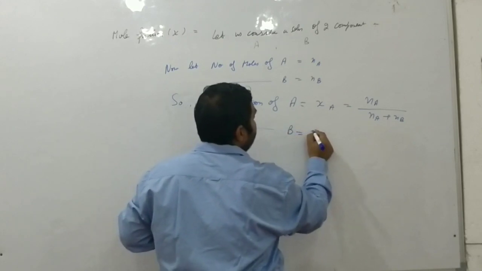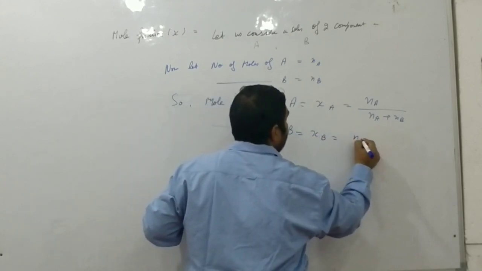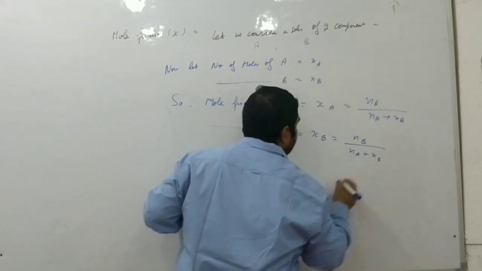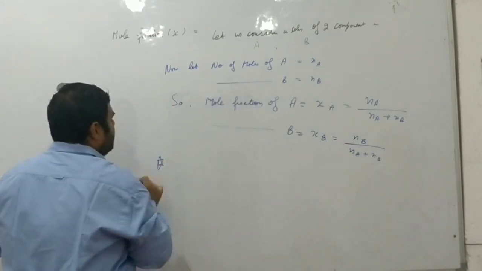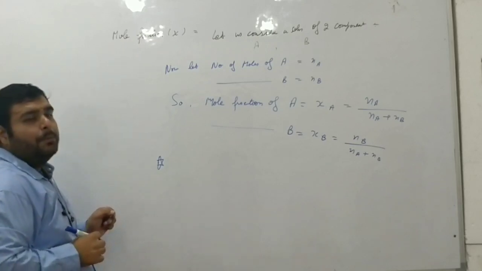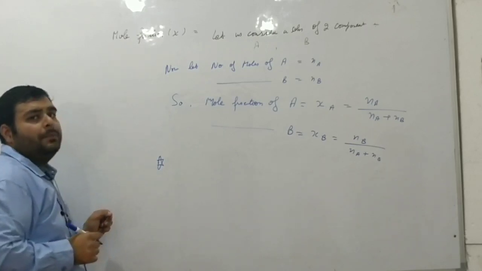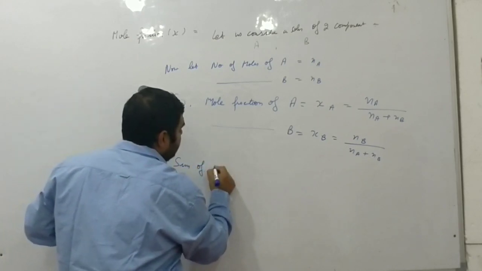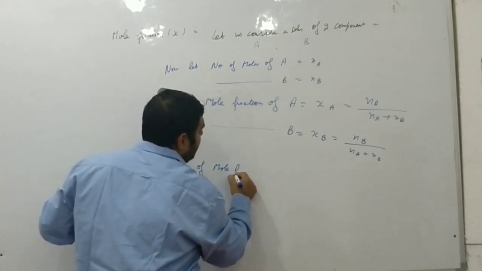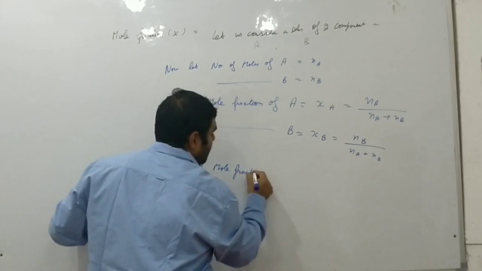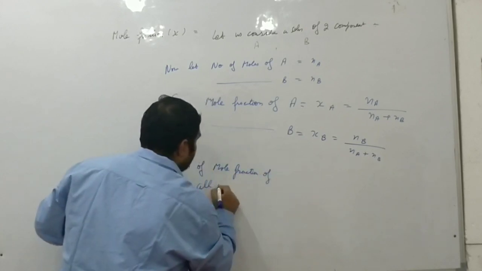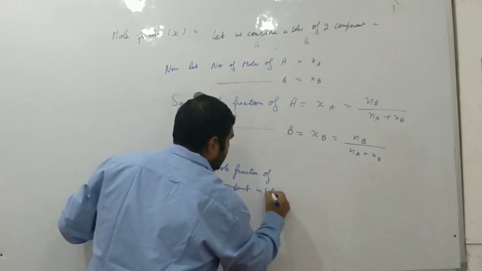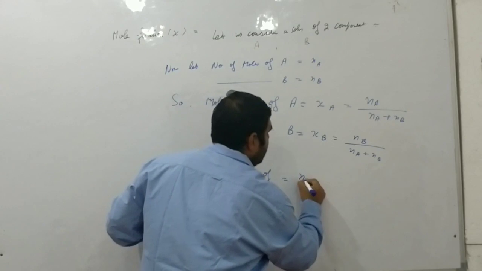Similarly, the mole fraction of B is Xb, and that is equal to Nb over Na plus Nb. Now there is one important question: what is the sum of the mole fractions of all components in a solution?